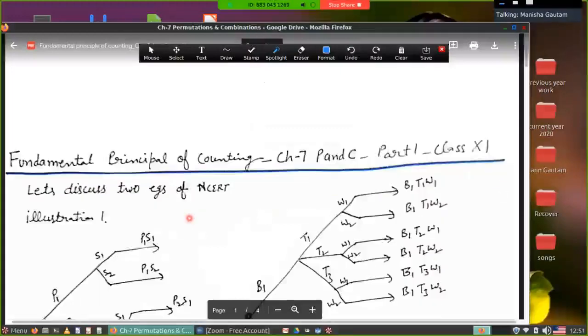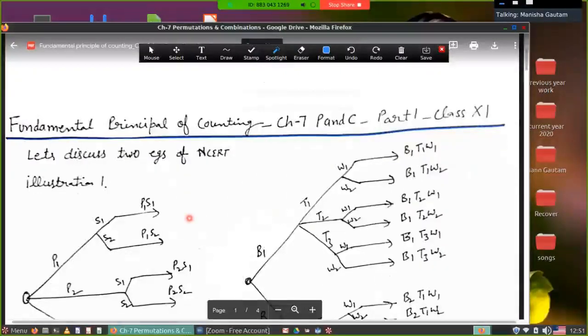Today we will start a new chapter, which is permutation and combination. Chapter 7. This is a new chapter which you have not studied till now. In this chapter, we will study the arrangement of the given objects. Permutations and combinations, two words are here. You have to carefully study the permutation word and the combination word.